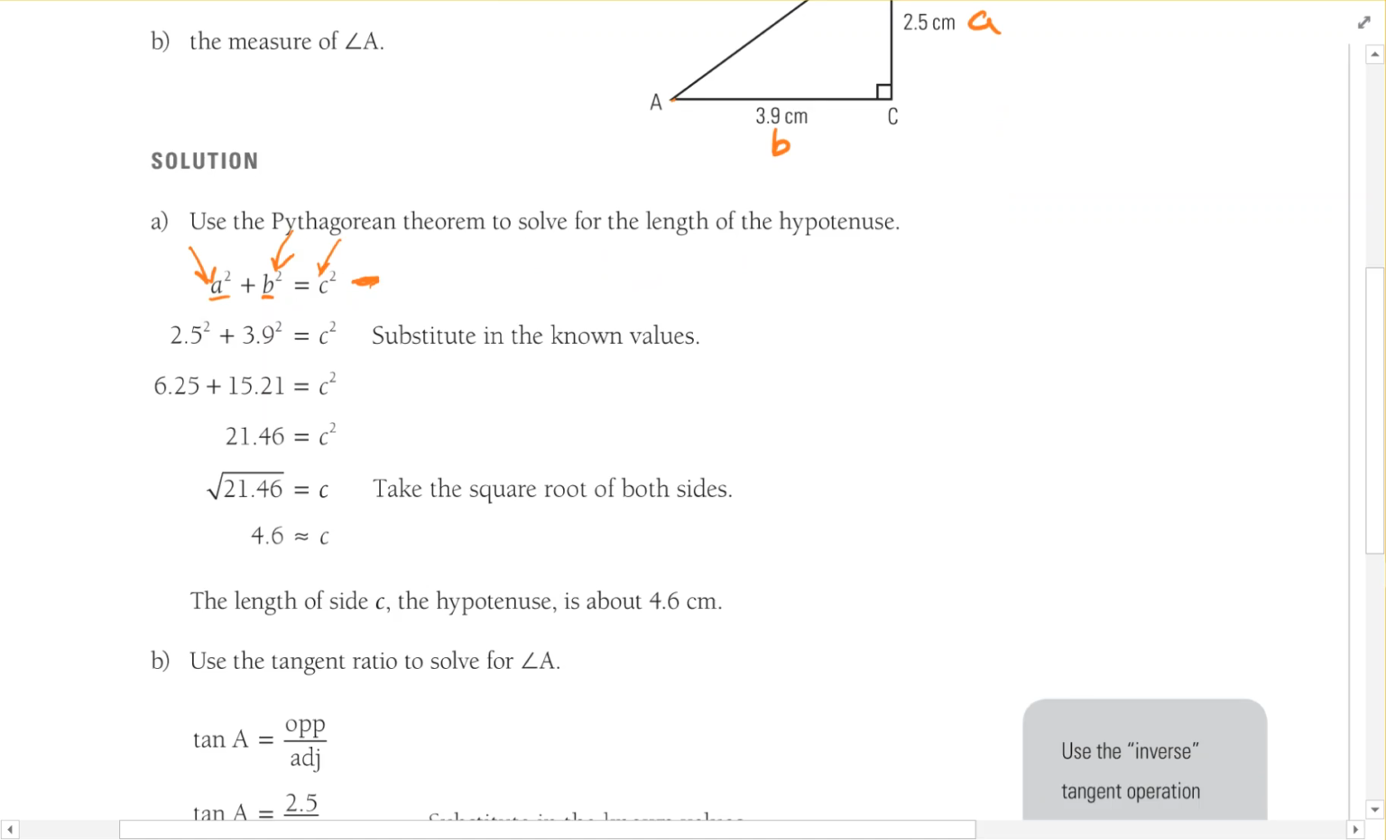So then just plug your numbers in. So one of my sides was 2.5. Square it. Make sure you go 2.5.